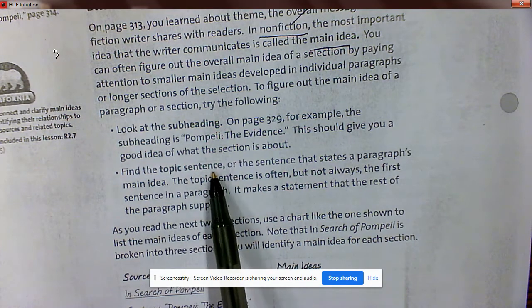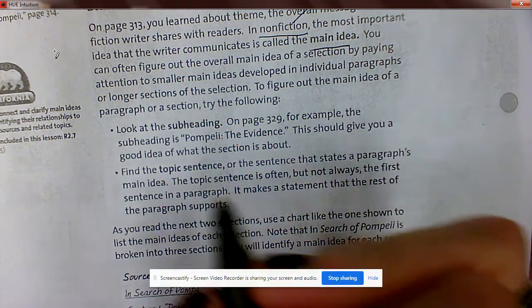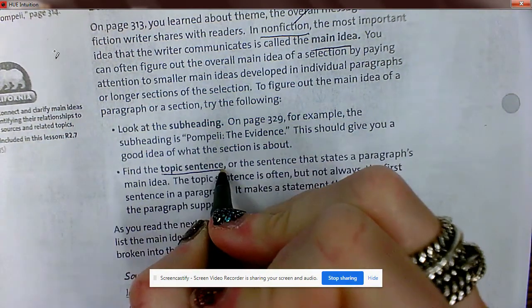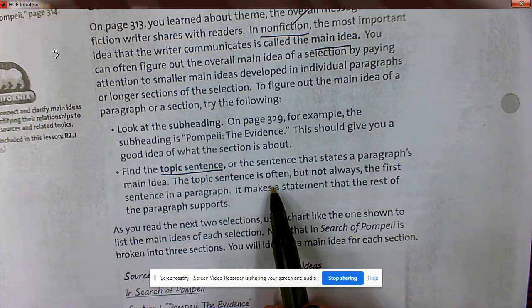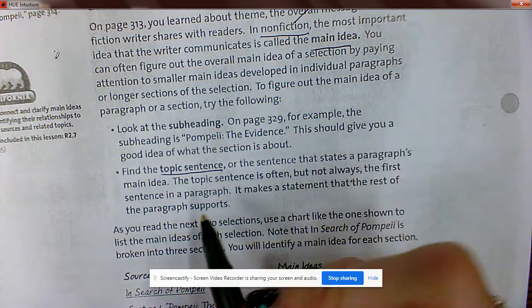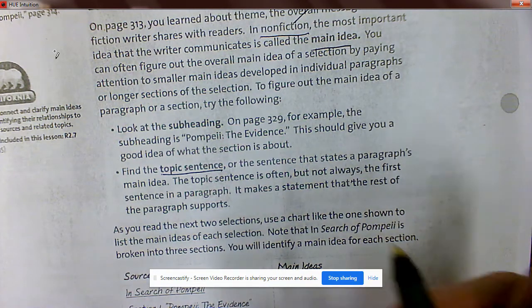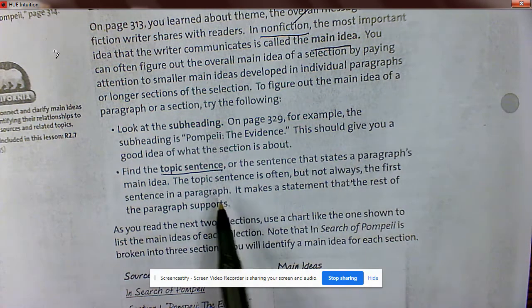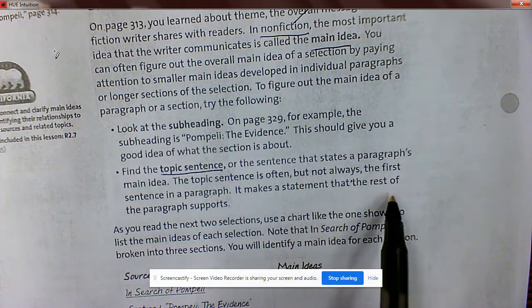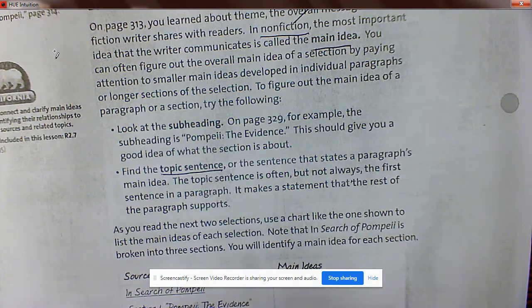So find the topic sentence or the sentence that states a paragraph's main idea. Now I know you've heard this in English class. The topic sentence is typically where the main idea is. The topic sentence is often, but not always, the first sentence in a paragraph. So usually, did you hear what I said? Usually, the main idea is found in the first sentence. It makes a statement that the rest of the paragraph supports. Sometimes it's found in the last sentence as well.